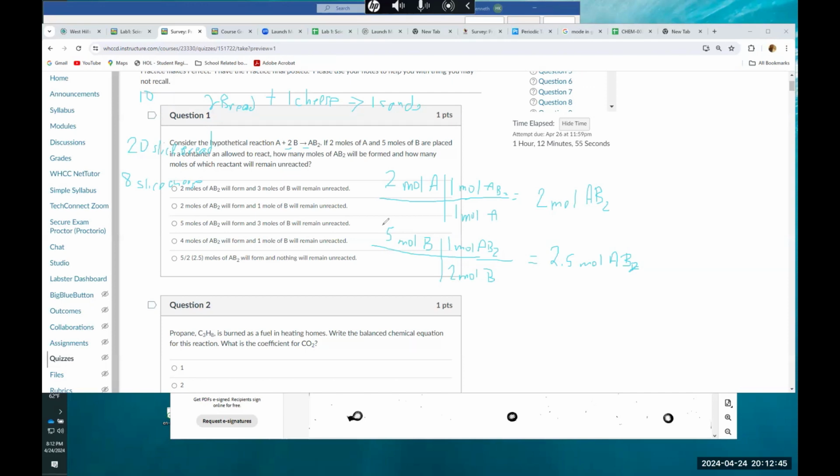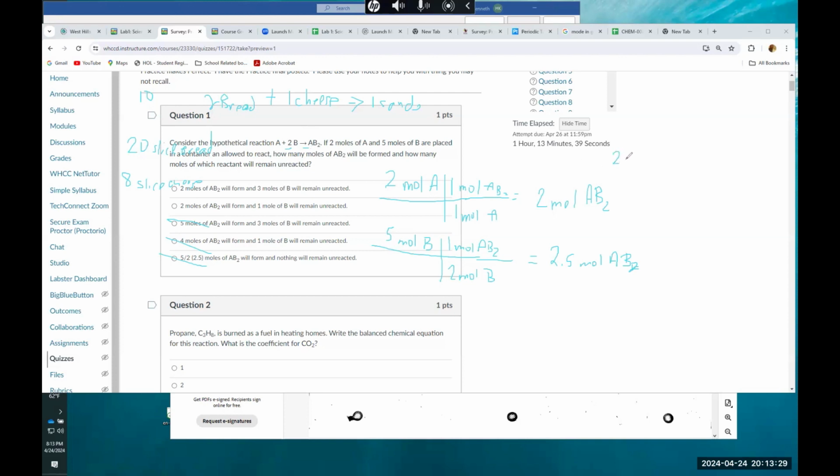In this case, the same thing is happening. Our A is limiting, so that means our B is in excess. We need to figure out how much B we would actually use and how much would be left over. The first thing is that we can only make 2 moles, so we can get rid of the other values. We know that we can make 2 moles of AB, so we can use that to figure out how much B we would actually use.